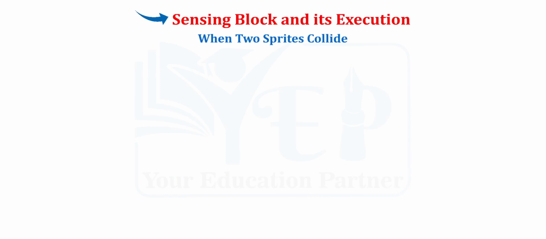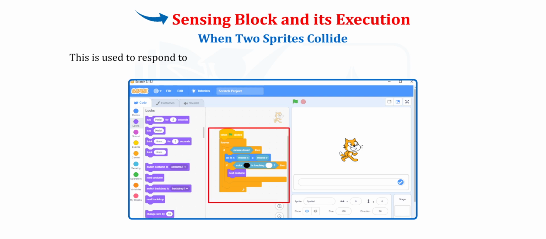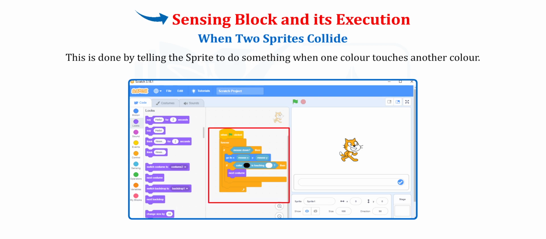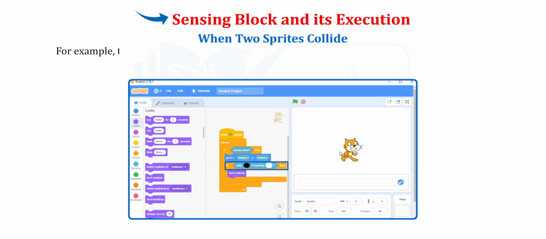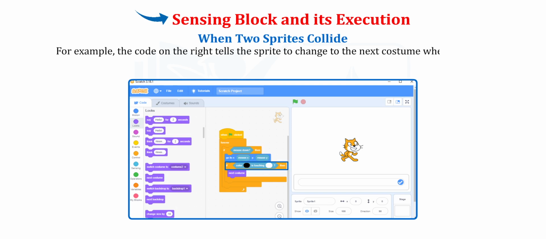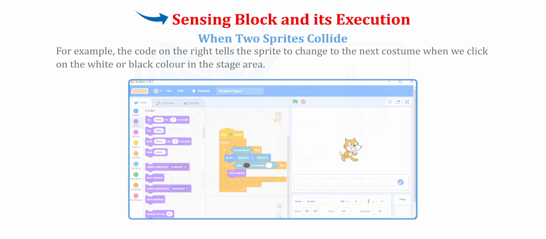When two sprites collide, this is used to respond to an event when the sprite comes in contact with another sprite. This is done by telling the sprite to do something when one color touches another color. For example, the code on the right tells the sprite to change to the next costume when we click on the white or black color in the stage area.